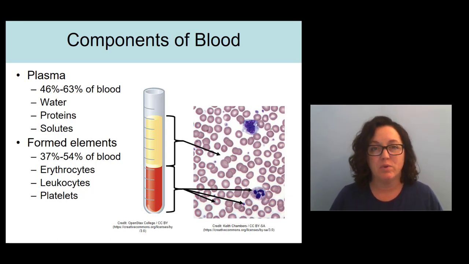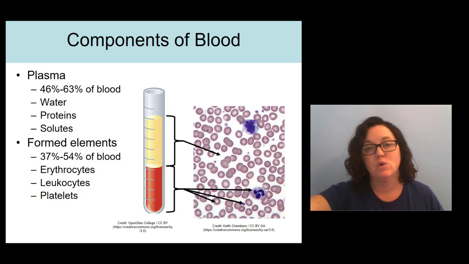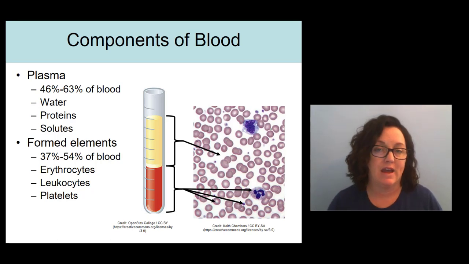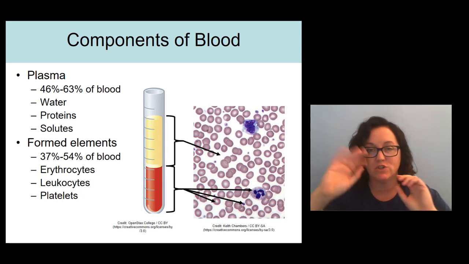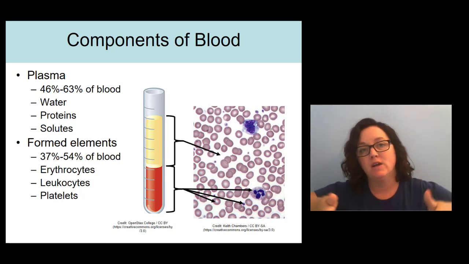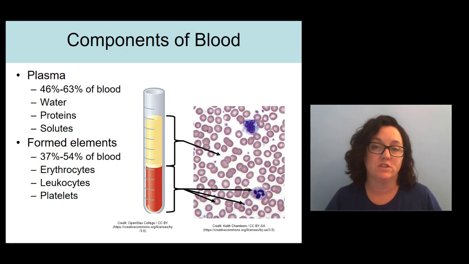The average amount of plasma is around 55%, whereas the average amount of formed elements is around 45%. So a little over half of your blood is going to be the plasma, the stuff outside of the cells, and a little less than half of your blood is actually the cells. So the plasma is a really important part of blood. I gave you the percentages of 55 and 45, and that's a good ballpark estimate, but the actual percentages are listed here on the slide. So about 46 to 63% of your blood is plasma.